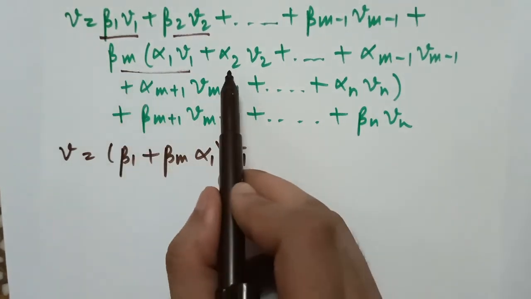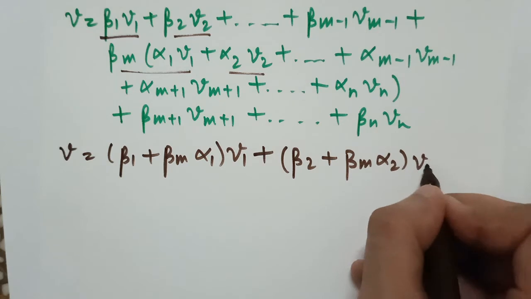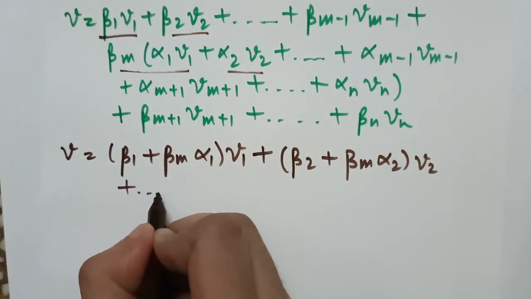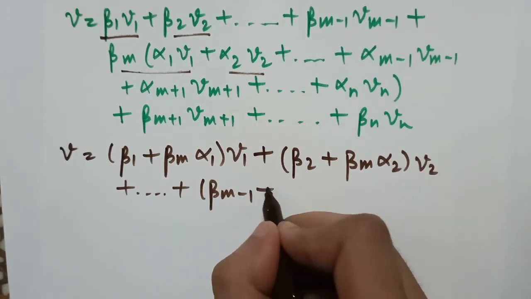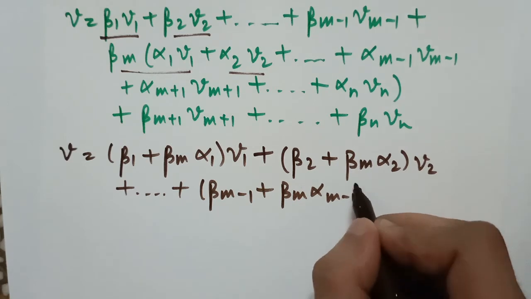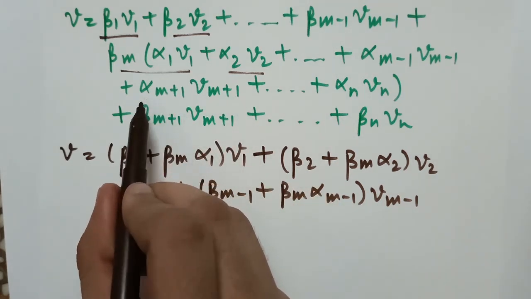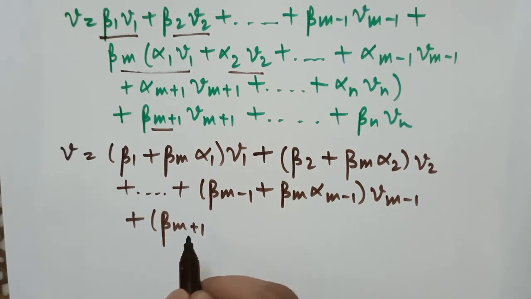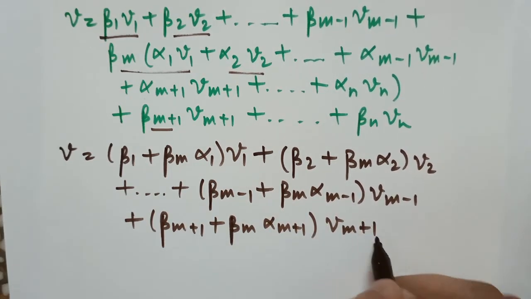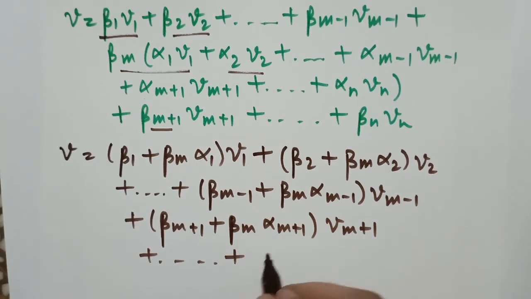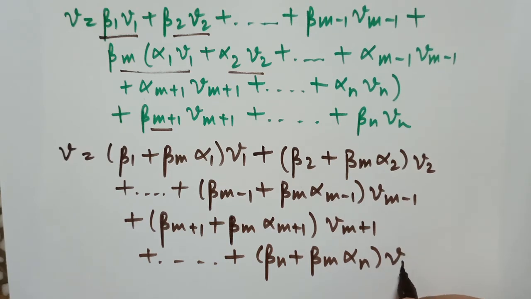and in the same way beta 2 and then beta m into alpha 2 will become (beta 2 plus beta m alpha 2) V2, and continuing the same way, here it will be (beta m minus 1 plus beta m alpha m minus 1) into Vm minus 1, plus here's (beta m plus 1 plus beta m alpha m plus 1) into Vm plus 1, and then so on, up to (beta n plus beta m alpha n) into Vn.